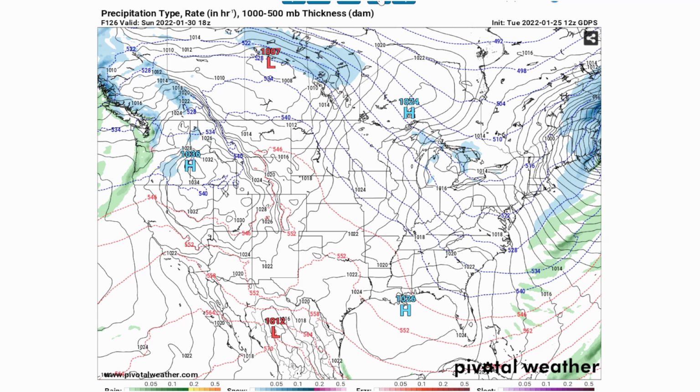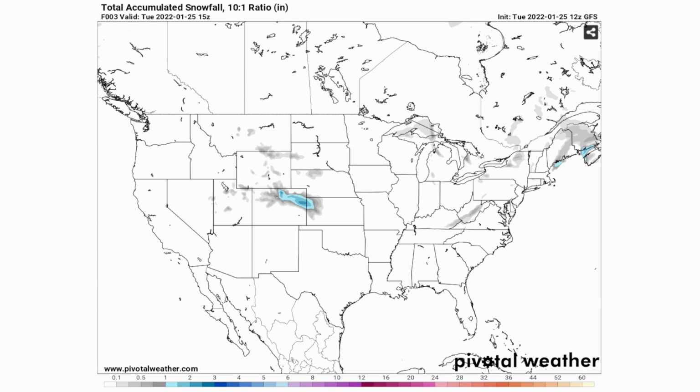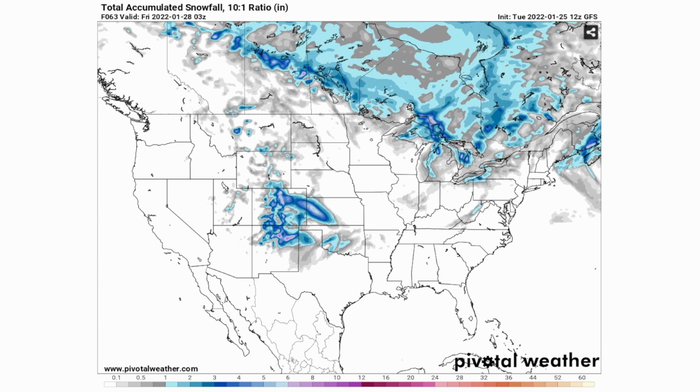But we still do not know exactly who's going to be impacted here, but we do have a very good idea now that it is Tuesday and it's getting closer and closer to the event. All right, we're going to look at what the GFS thinks we could see, how much snowfall we could expect from this, and then we're going to look at the European model like I said.